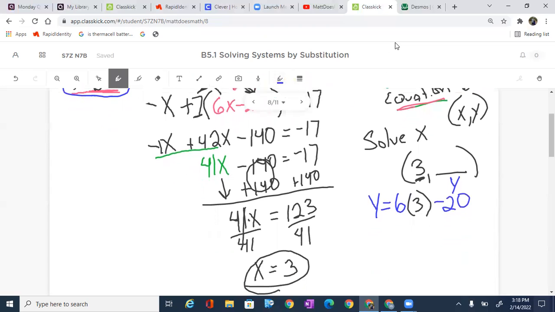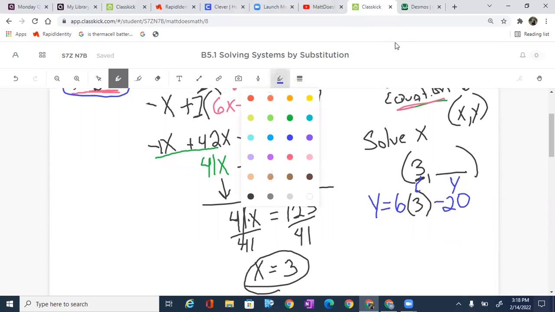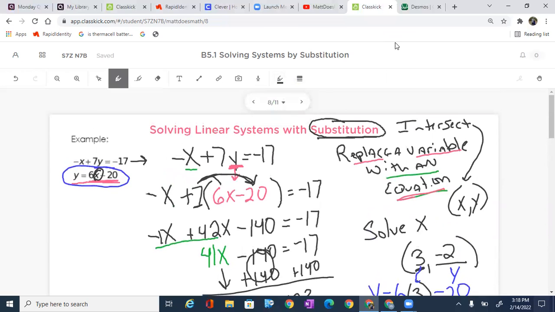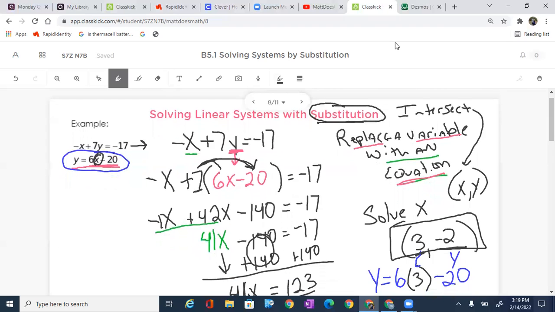So you can see I plug in that x right there. Now that I've got that, I'm going to do 6 times 3, which is 18, minus 20. 18 minus 20 is negative 2. So we know y is equal to negative 2. So these two lines should intersect at the point (3, -2) if we have done this correctly.